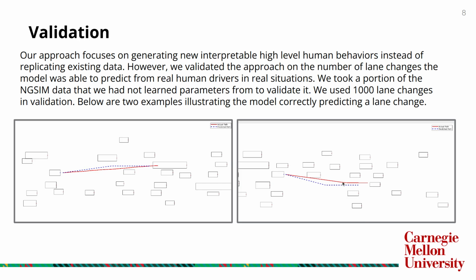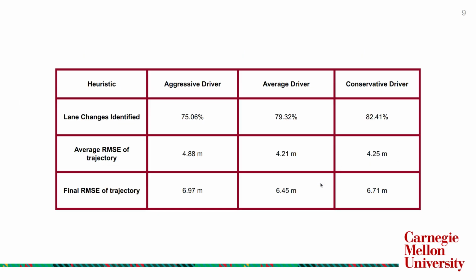Here we have two simple examples where the actual maneuver performed by the vehicle is in red and our predicted trajectory is in blue. Some of the results we found were that we were able to identify somewhere between 75 and 83% of these lane change maneuvers. We segregated the drivers by aggressive, average, and conservative by observing the lateral accelerations and the longitudinal accelerations of the drivers and dividing them into quartiles.